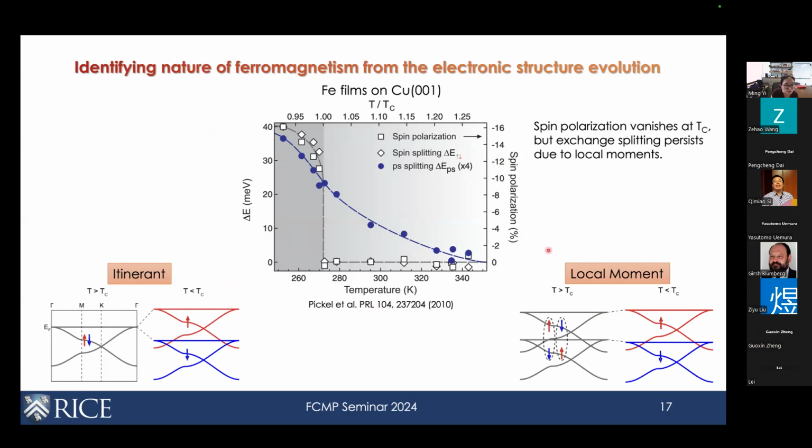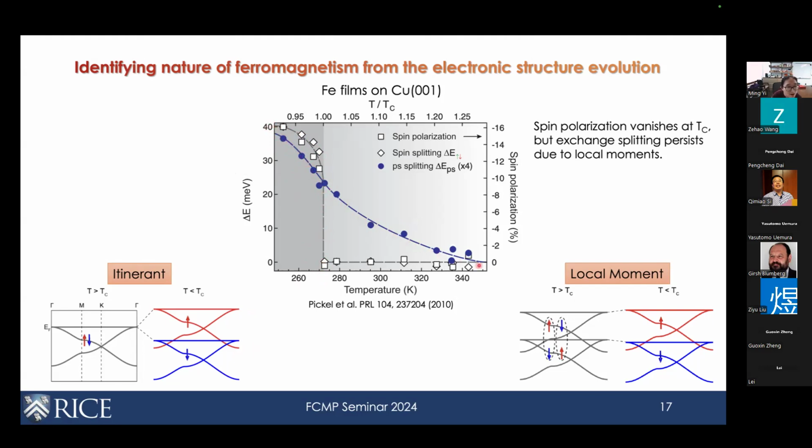What you see on this plot are two curves. You have these white markers, which are the measurement of the spin polarization within the band. Where this disappears marks the ordering temperature, the Curie temperature. And then you also have these blue dots, which are the measurement of the exchange splitting, the spin splitting, as a function of temperature. What you see is that this splitting actually does not disappear at the ordering temperature, but persists to a much higher temperature.